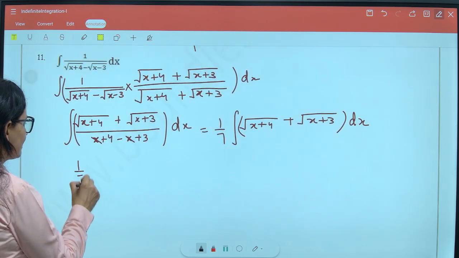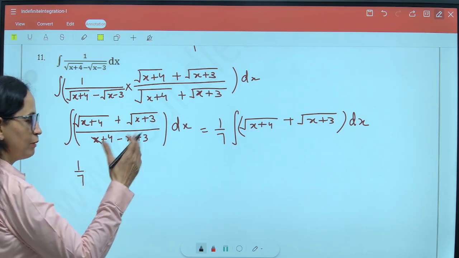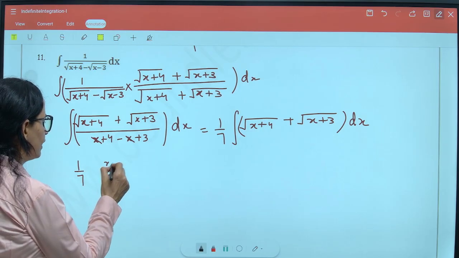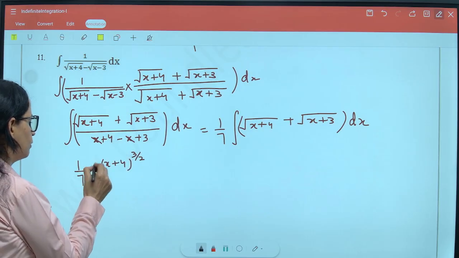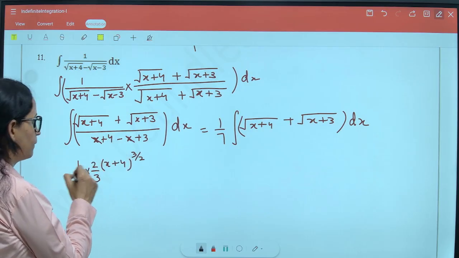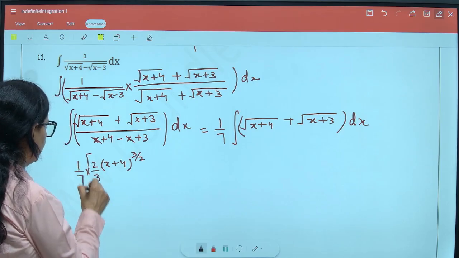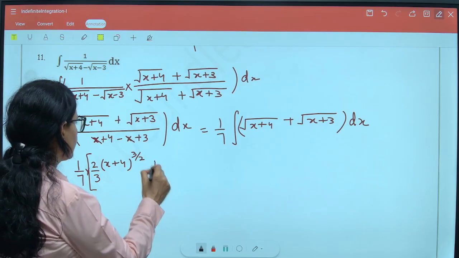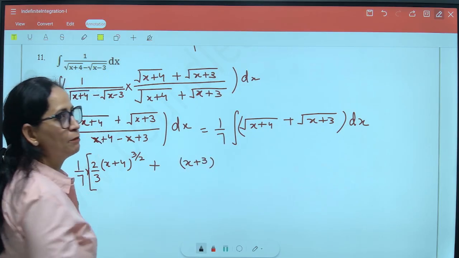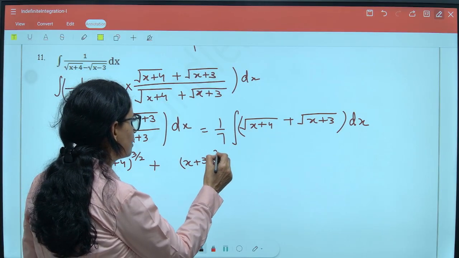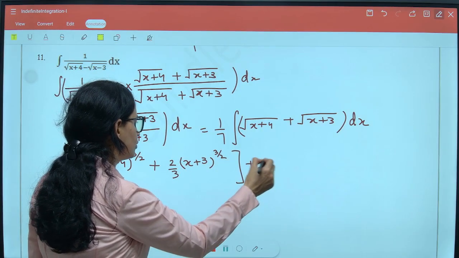Now 1 by 7 integral of (x + 4) to the power half. Half becomes 3 by 2. So you will write (x + 4) to the power of 3 by 2, and inverse of 3 by 2, 2 by 3 comes here. 1 by 7 is outside, so let's keep 1 by 7 outside only, right? Plus (x + 3), the exponent again half, 1 by 2 becomes 3 by 2, and you have 2 by 3 here. And the constant of integration.